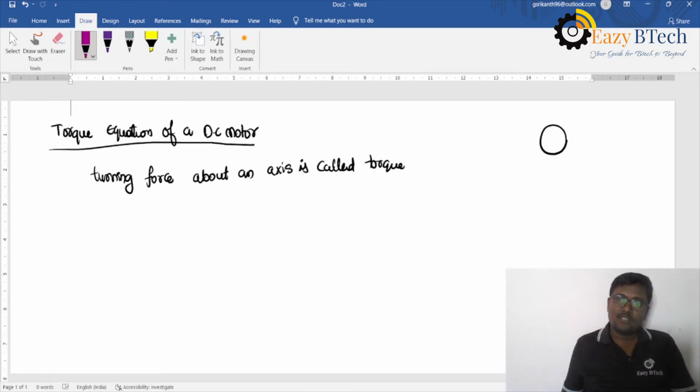So if a wheel is connected to the shaft of a DC motor and the wheel radius is R. Suppose the wheel rotates in a clockwise direction, that means the armature is rotating in a clockwise direction, and the force which is developed is in the downward direction. So consider a wheel of radius r meters acted upon by a circumferential force F in newtons.